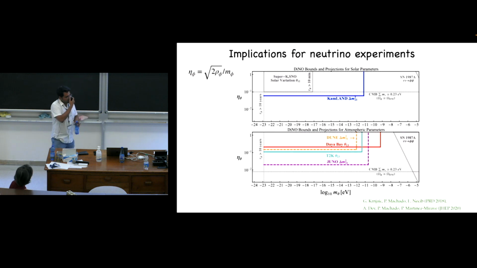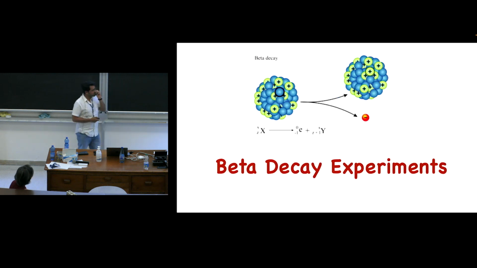For the supernova enthusiasts, you can also produce these scalars in the star, and then you can get some constraints just by making the star cool by producing these light scalars. So this is roughly what you would get from oscillation experiments. But there are other experiments that can give you stronger probes of this.